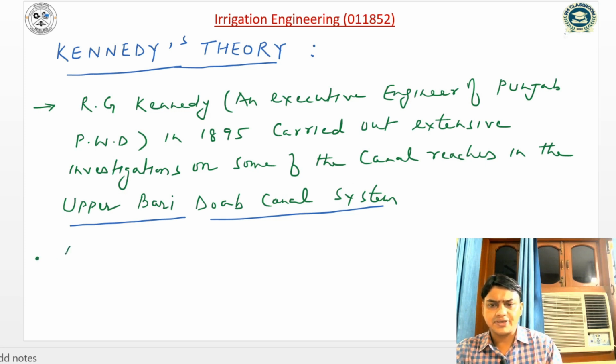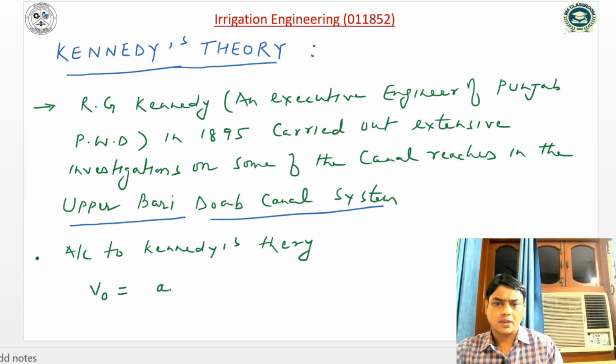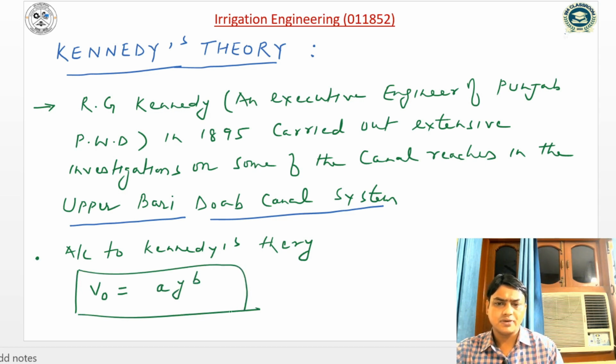According to Kennedy's theory, he has given the expression of critical velocity V naught equal to a y to the power b. This expression was given by Kennedy for the Upper Bari Doab Canal system.